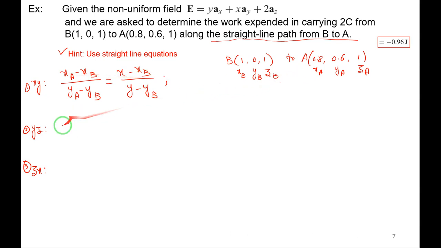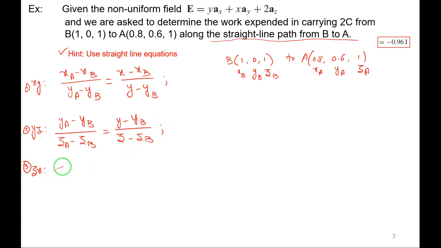Then similarly, the second set of straight line equations, y will come in the numerator: ya minus yb, just as you have written the first equation, divided by za minus zb. It is equal to y minus yb divided by z minus zb.